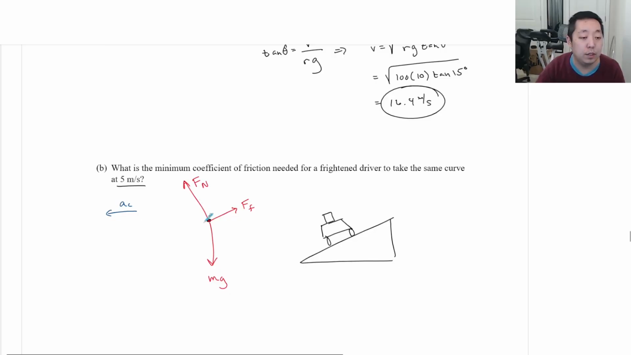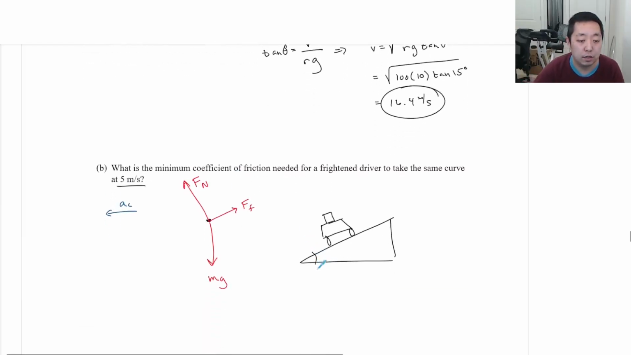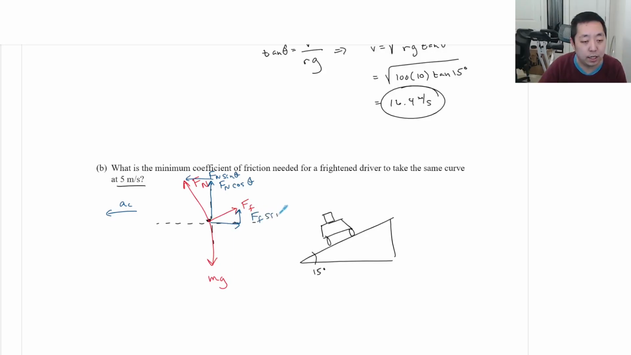Now we decompose the forces in both the horizontal and vertical directions, right? Oh, and the angle of this is still 15 degrees. So we want to decompose horizontal and vertical components. The Fn still does that same thing here. This is Fn cosine theta, and this here is Fn sine theta. But the frictional force also has to be decomposed. This is force of friction sine theta. This is force of friction cosine theta.